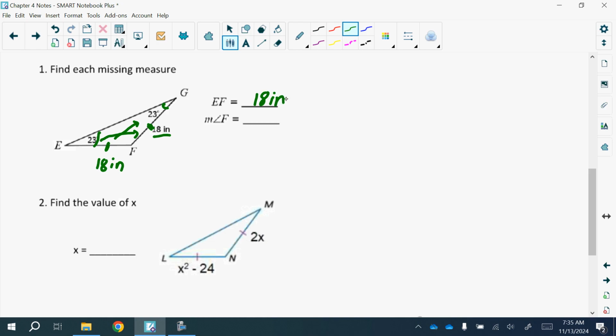It wants us to find measure angle F. Well, we have two of the angles and we're missing the third. So that's about as straightforward as it gets. We know all three of these angles should add up to 180. So we can do 180 minus 23 plus 23, which is 46. So this goes to 134 degrees.